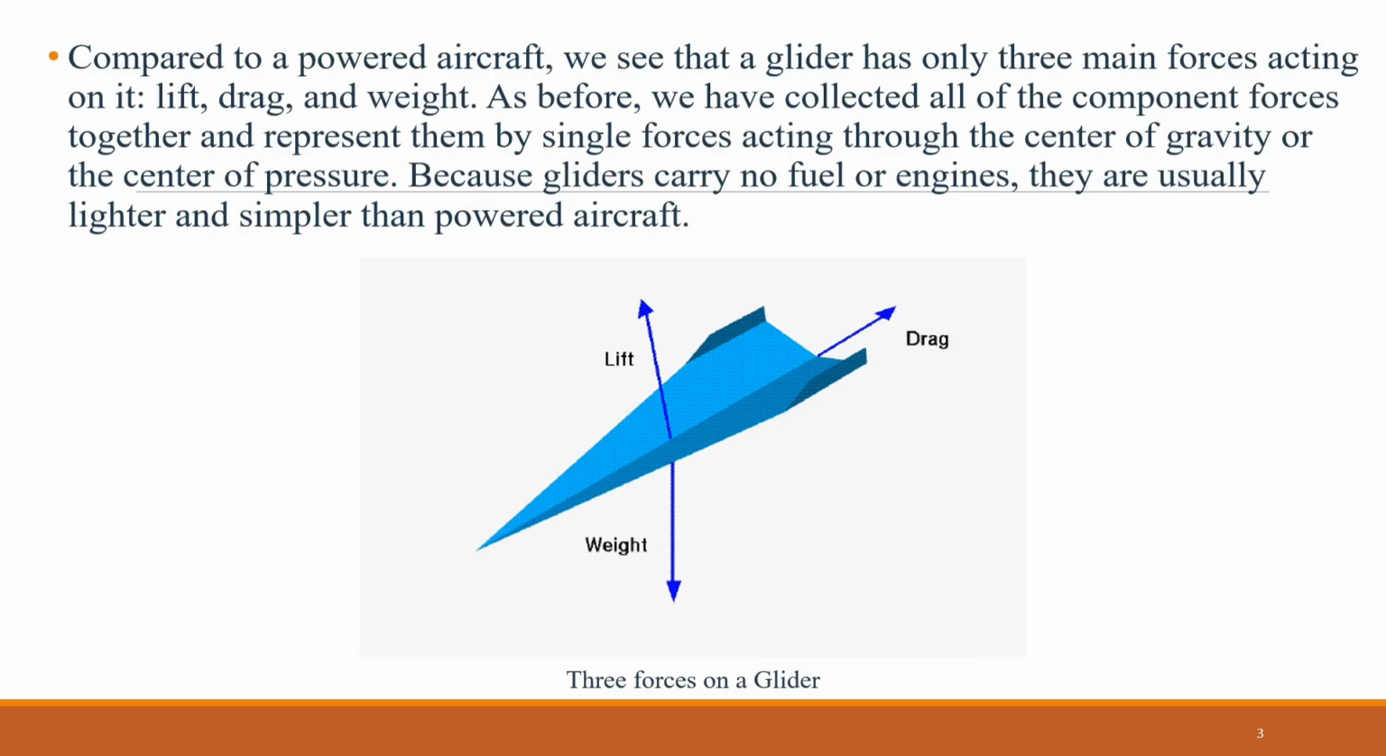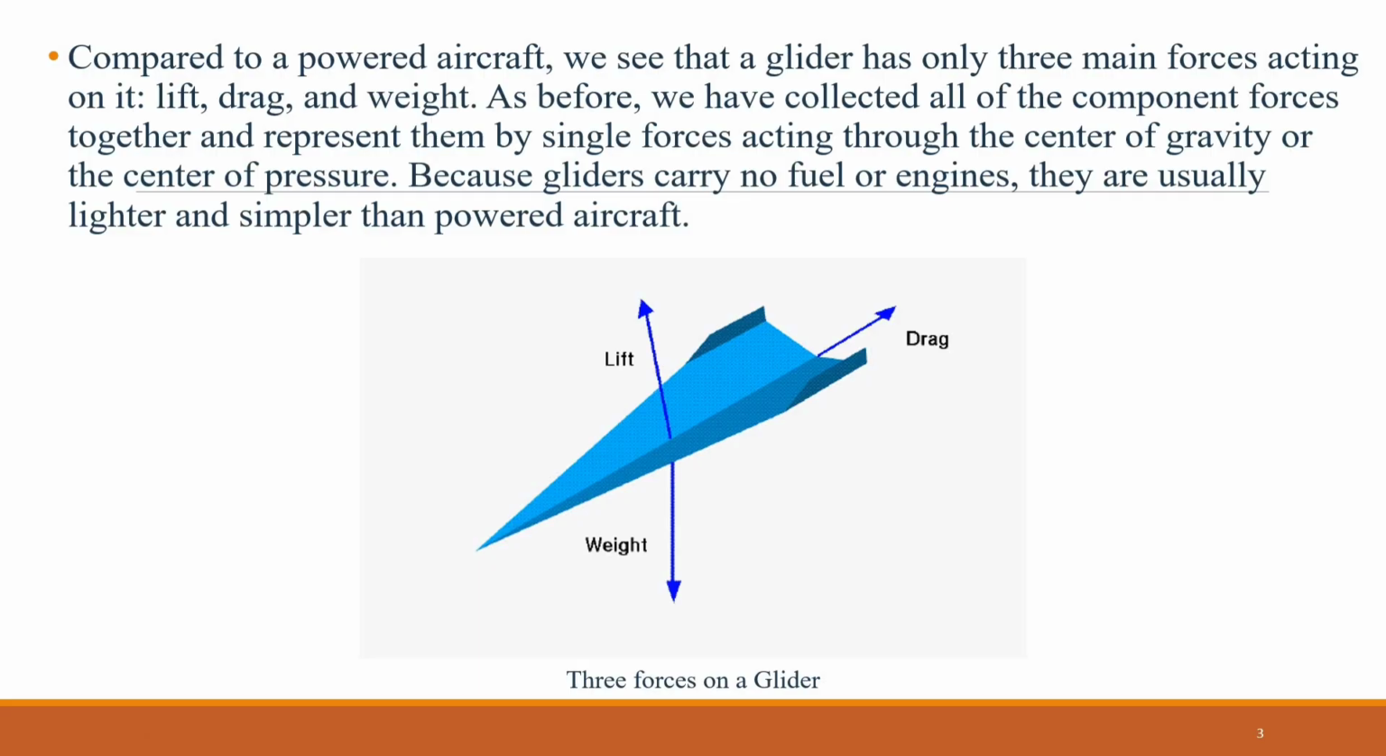Three forces on a glider. Compared to a powered aircraft, we see that a glider has only three main forces acting on it: lift, drag, and weight. As before, we have collected all of the component forces together and represent them by single forces acting through the center of gravity or the center of pressure. Because gliders carry no fuel or engines, they are usually lighter and simpler than powered aircraft.